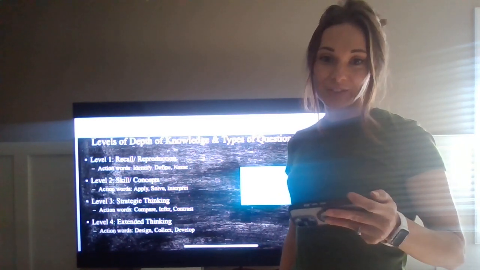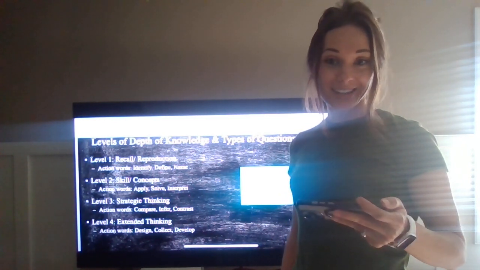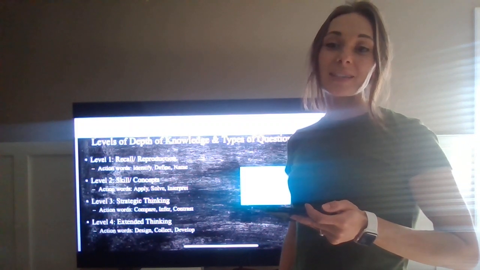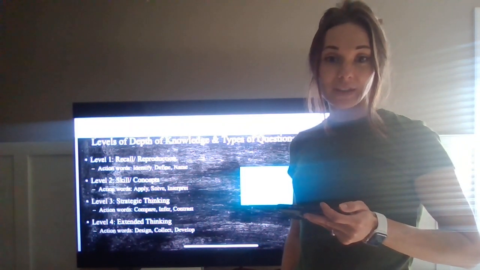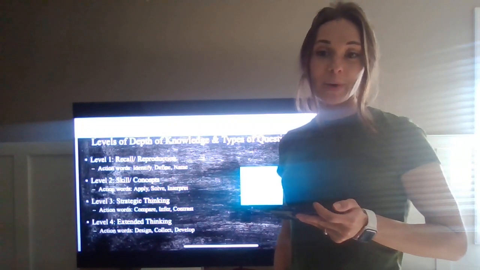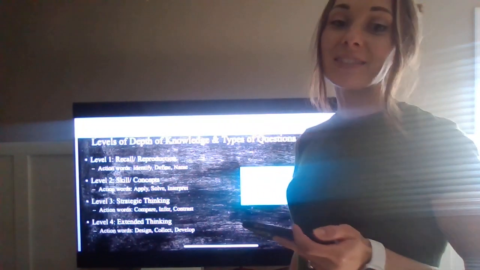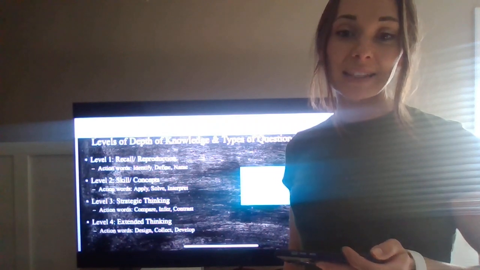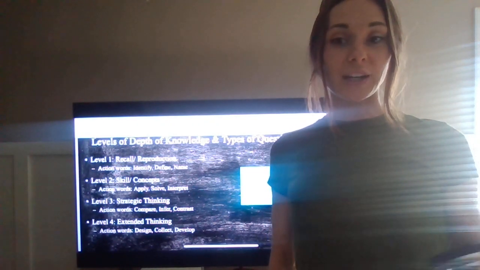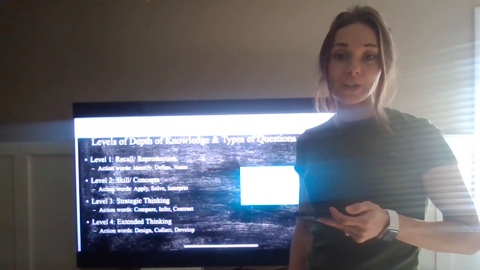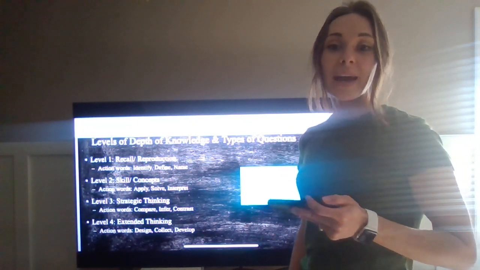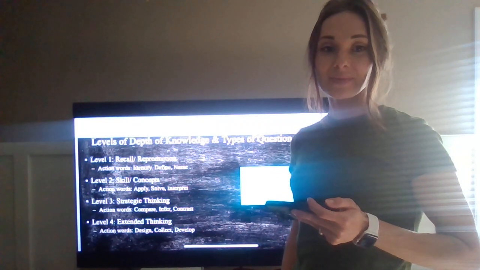Level 3 involves more strategic thinking, as the name suggests. Students engage in planning and must explain their thought process. The Wisconsin Department of Public Information states that in level 3, students would be given an activity that has more than one answer, and they must justify their response. Action words for level 3 include compare, infer, and contrast.